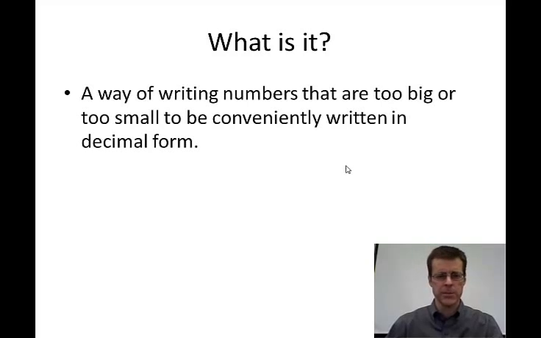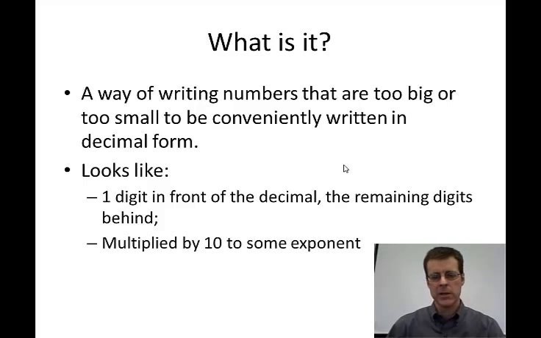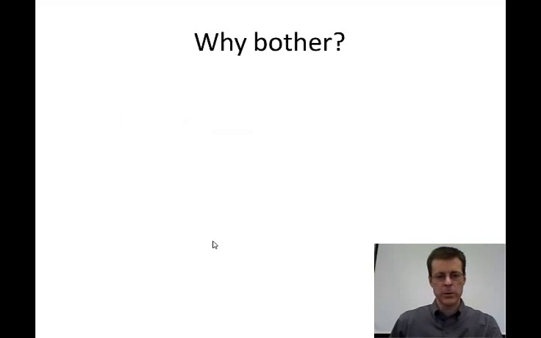So first of all, what is it? On one hand, it's a way of writing numbers that are either too big or too small. And we're always going to write them so that there's one digit in front of the decimal and all the remaining digits are behind the decimal, and then it's going to be multiplied by 10 to some exponent. As an example, 2.56 times 10 to the exponent 4. This is one number, but you'll notice there's one number in front of the decimal, the remaining numbers behind the decimal, and then multiplied by 10 to some exponent.